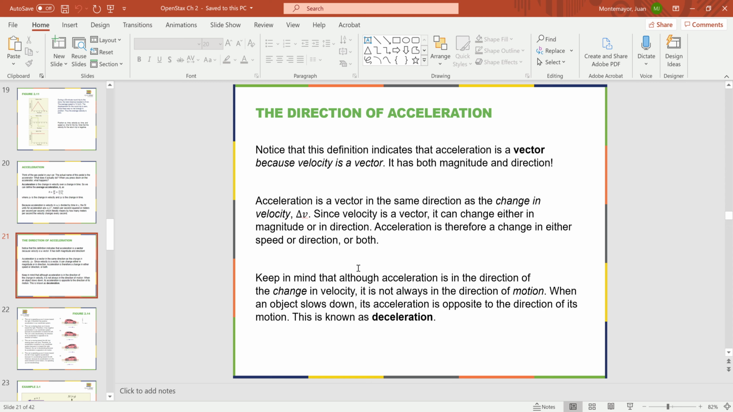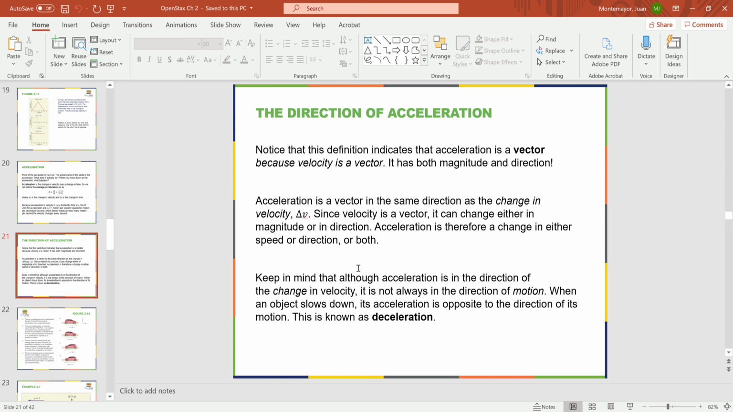Okay, so direction of acceleration. Notice that this definition indicates that acceleration is a vector because velocity is a vector because displacement is a vector. We're still dealing with a vector here. They have both your magnitude and a direction. Acceleration is a vector in the same direction as a change in velocity.